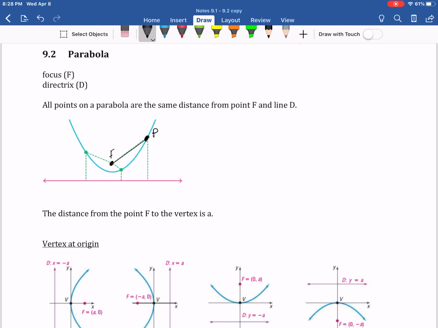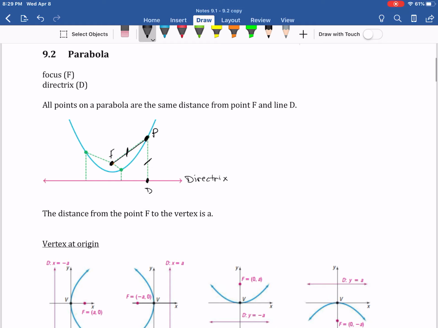And if I look at that distance and compare it to the distance straight down from P, we'll call this point D. The distance from F to P, that length, is exactly the same as the distance from the point P down to this pink line where I've put my point D. Now, the focus is F. P is a point on the parabola. D is known as your point on the directrix.